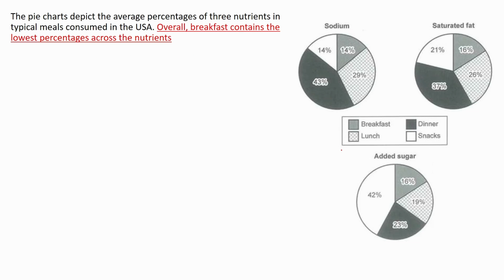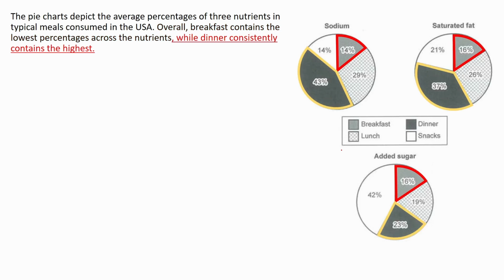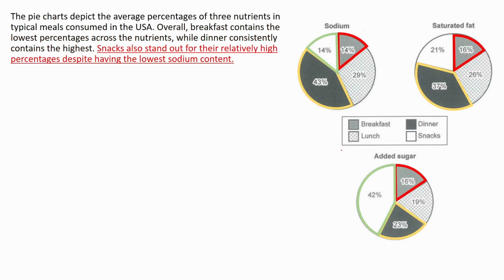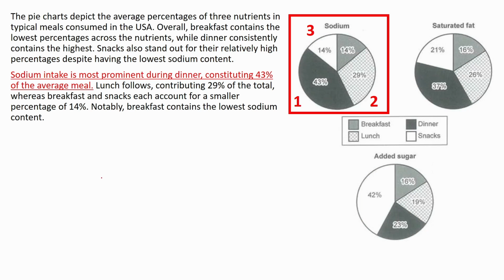Now let's write the overview. Remember I said I will mention breakfast, dinner, and also snacks. Overall, breakfast contains the lowest percentages across the nutrients, while dinner consistently contains the highest. Now, snacks. Snacks also stand out for their relatively high percentages despite having the lowest sodium content. That's my overview. Now, let's begin with sodium in that order, right?